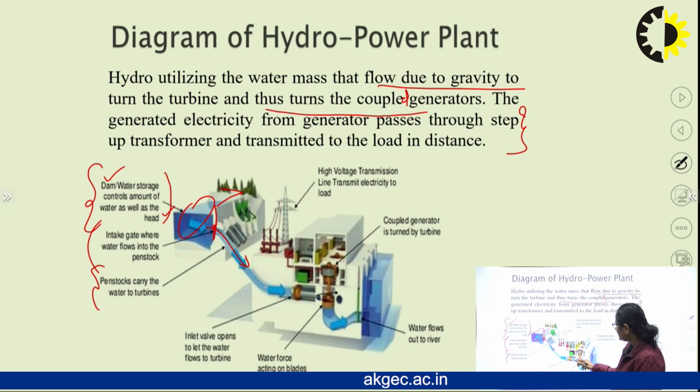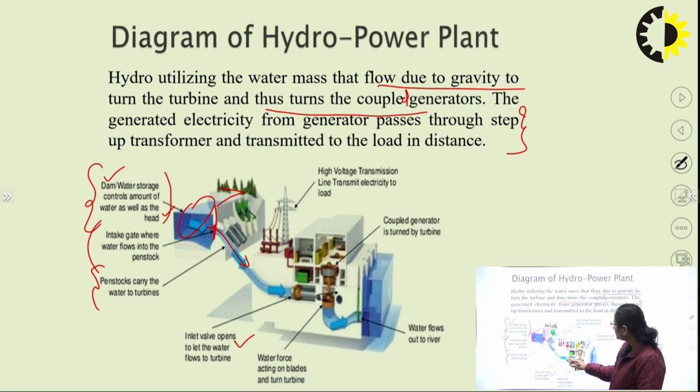We can very well see the presence of turbine over here. The inlet valve opens to let the water flow into the turbine. Another inlet valve is present over here. This inlet valve is responsible to control the power flow into the turbine. Then water force acting on blades and turns the turbine. We can very well see the turbine over here. This is the region holding the turbine. The water power gets converted to the mechanical rotation of the turbine.